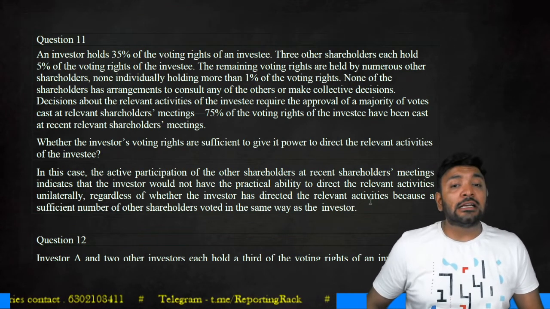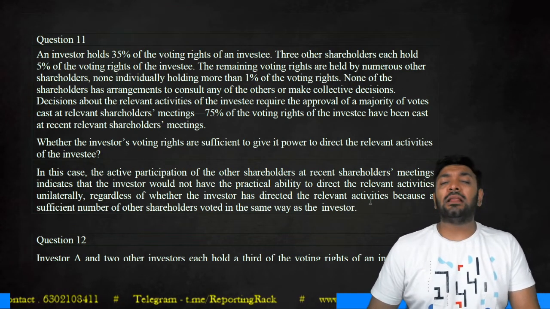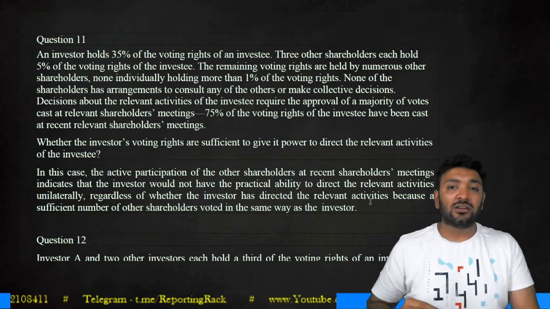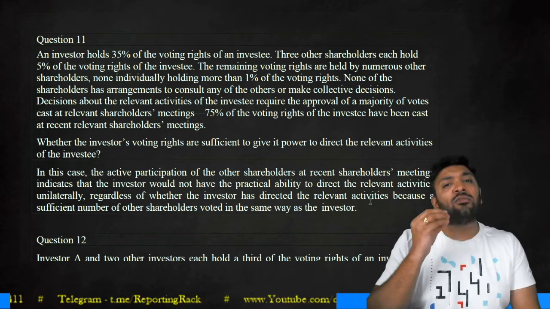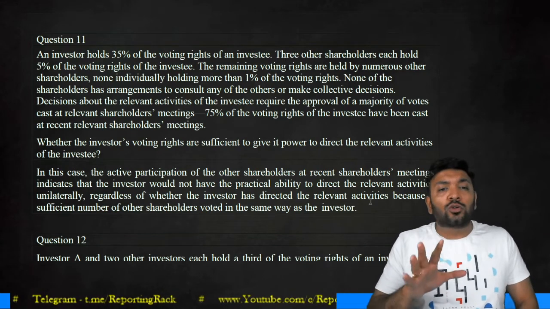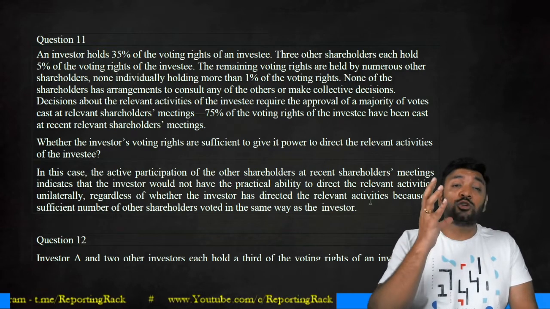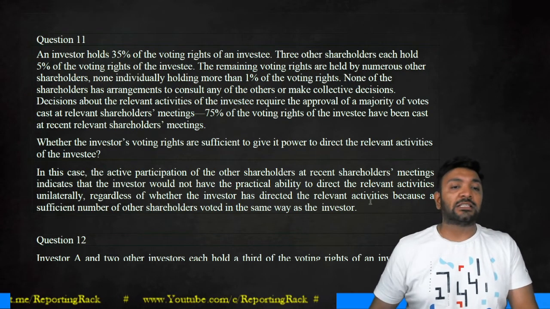Guys, again, inconclusive, because we don't know, but understandably, the remaining shareholders, only three shareholders have 5% each. The remaining shareholding is less than 1%. Therefore, you can conclude that the investor has power over the investee by virtue of the higher shareholding of 35% that he has.